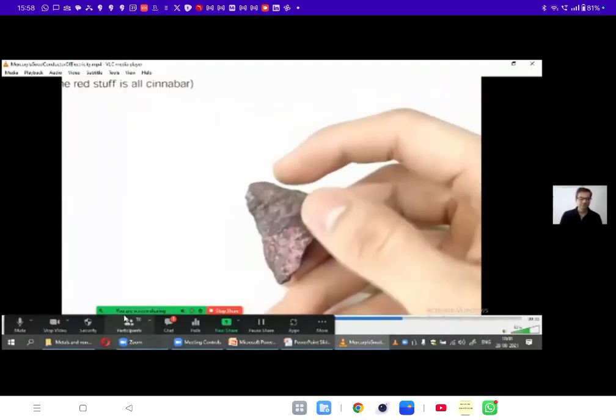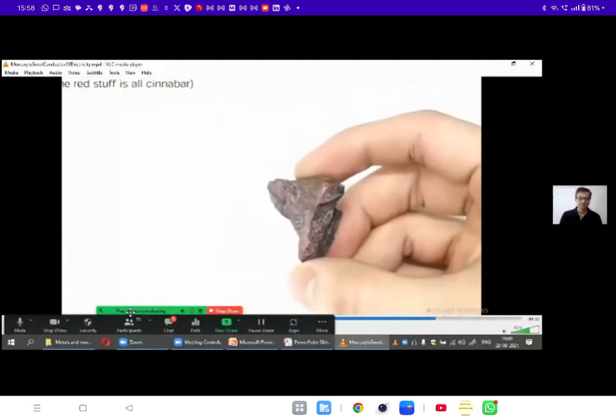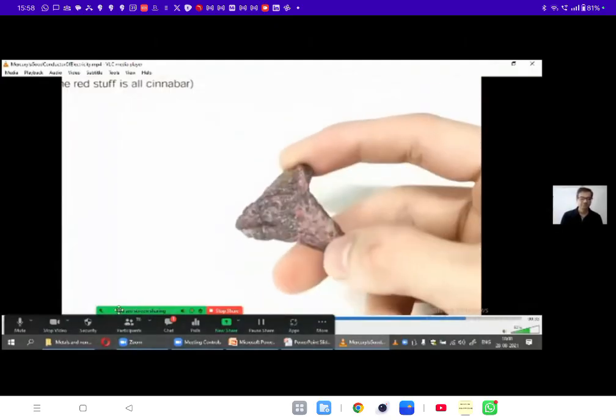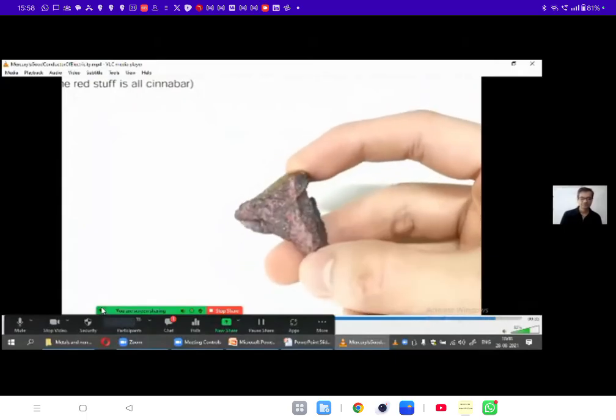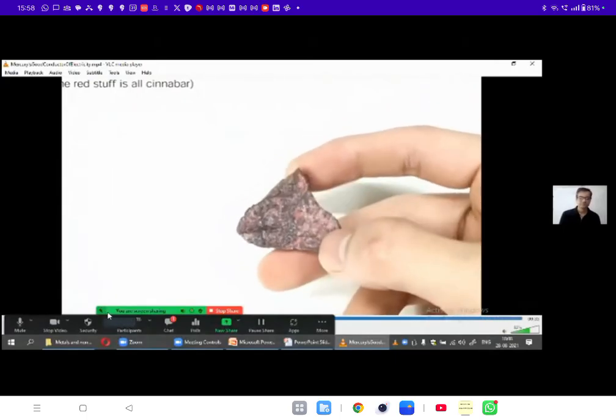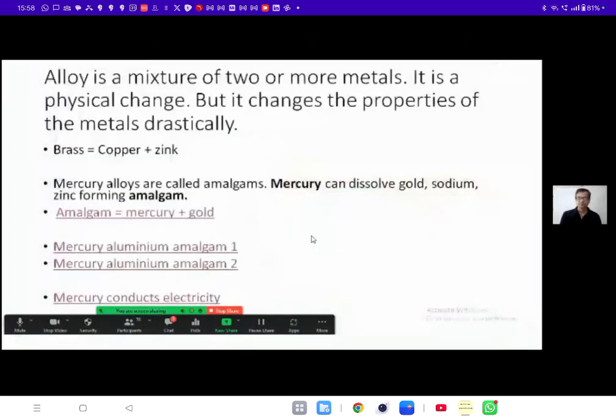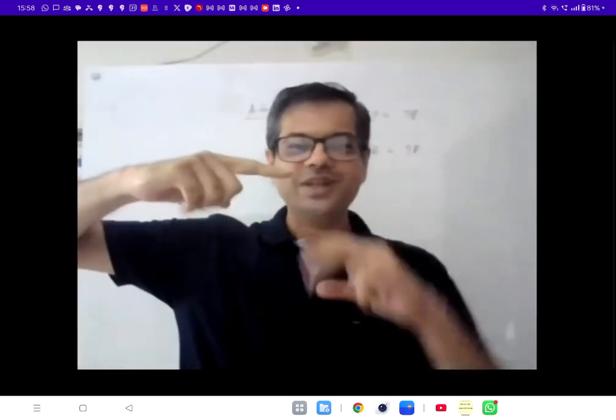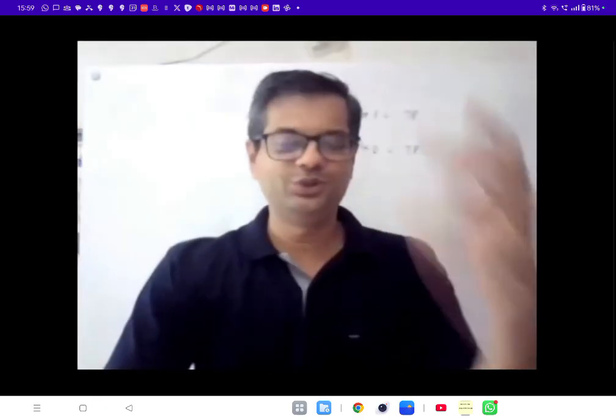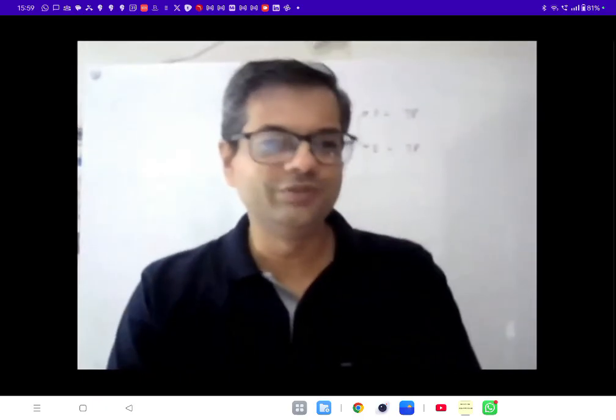Mercury doesn't normally exist as a metal in nature, and it's usually found in the form of mercury sulfide, which is commonly known as cinnabar. So this one was for extracting mercury. Have you understood the tilt switch? When the mercury drop went on one side, it completed electricity and the bulb glowed. So that is one use of it.